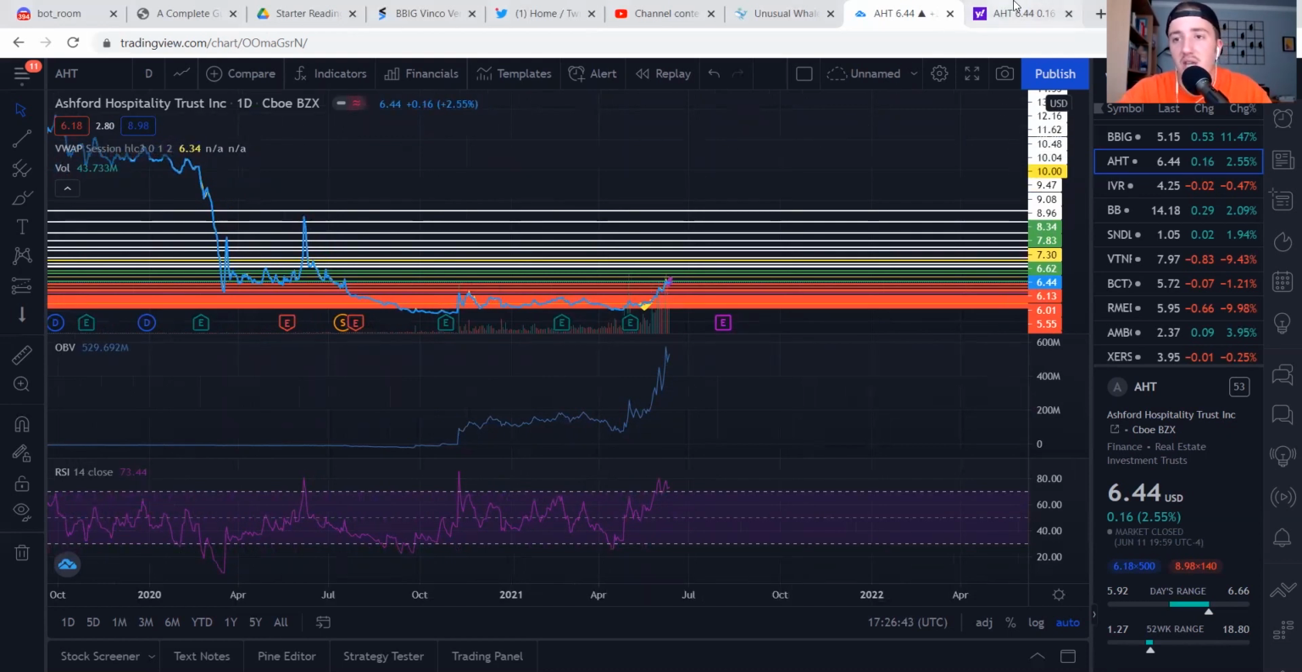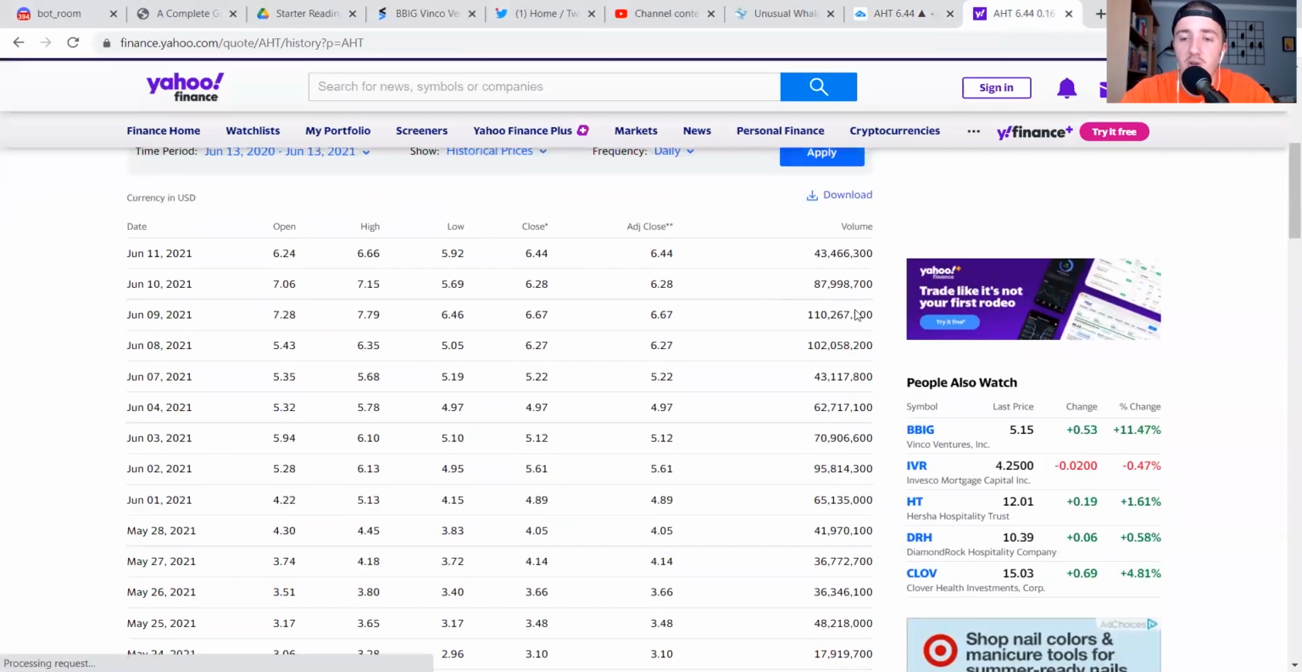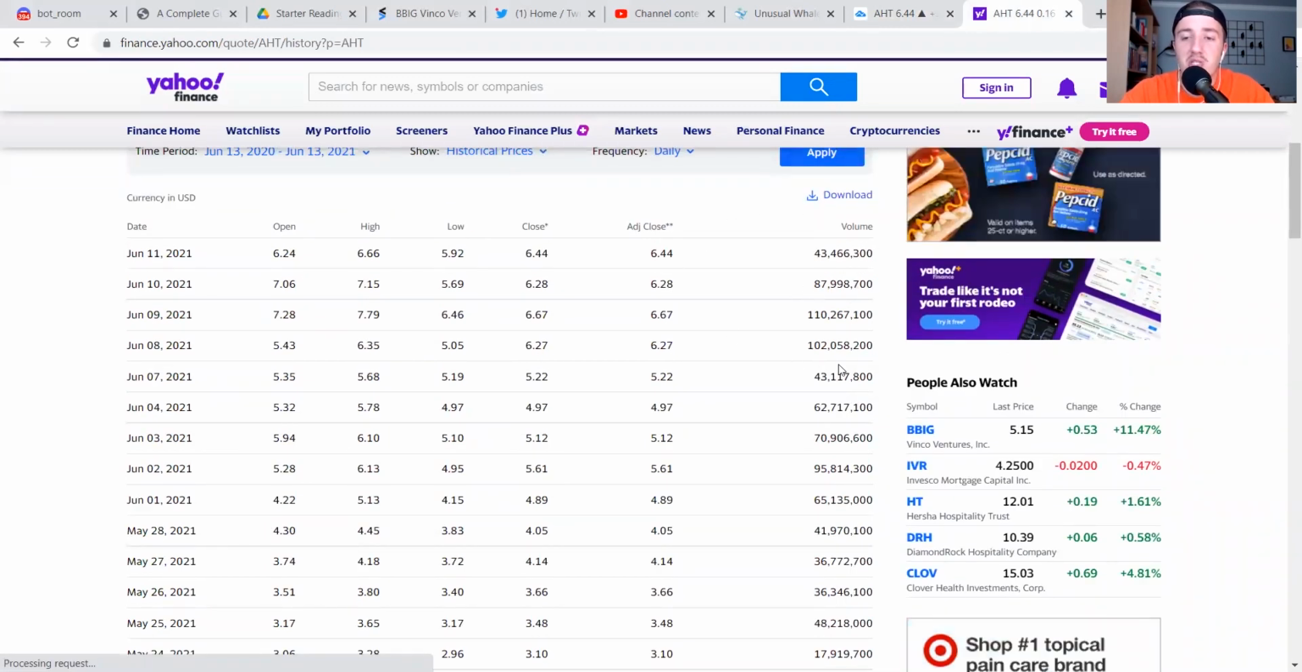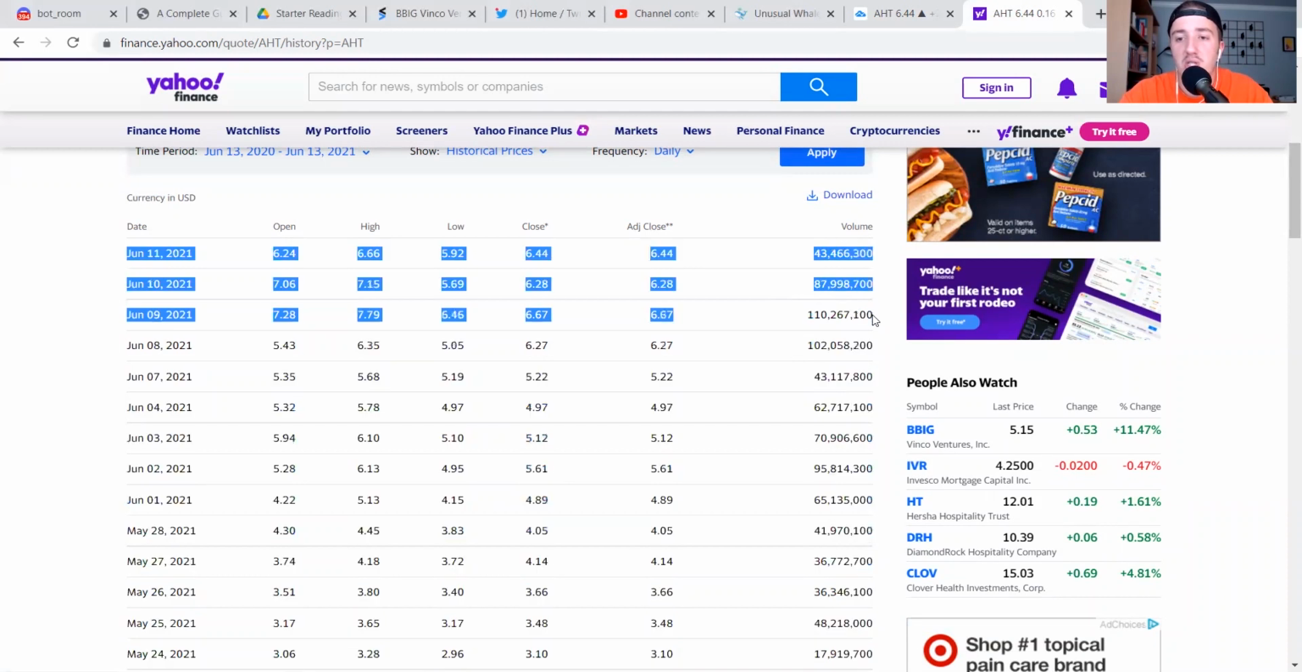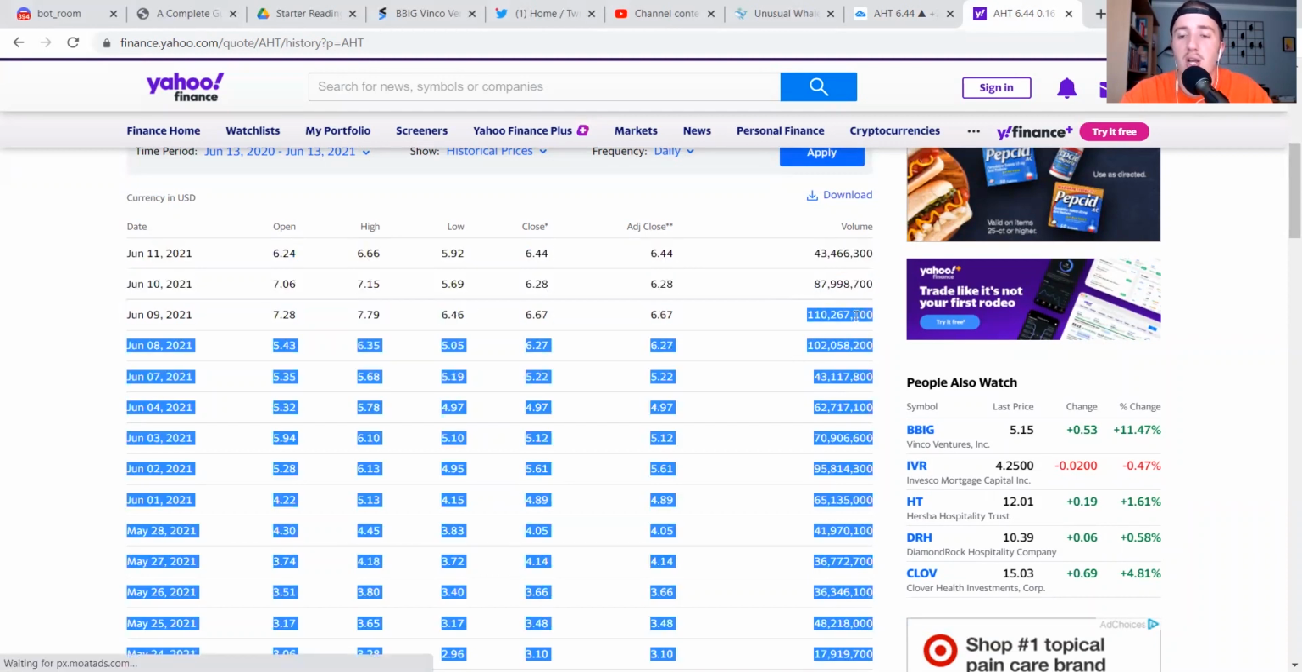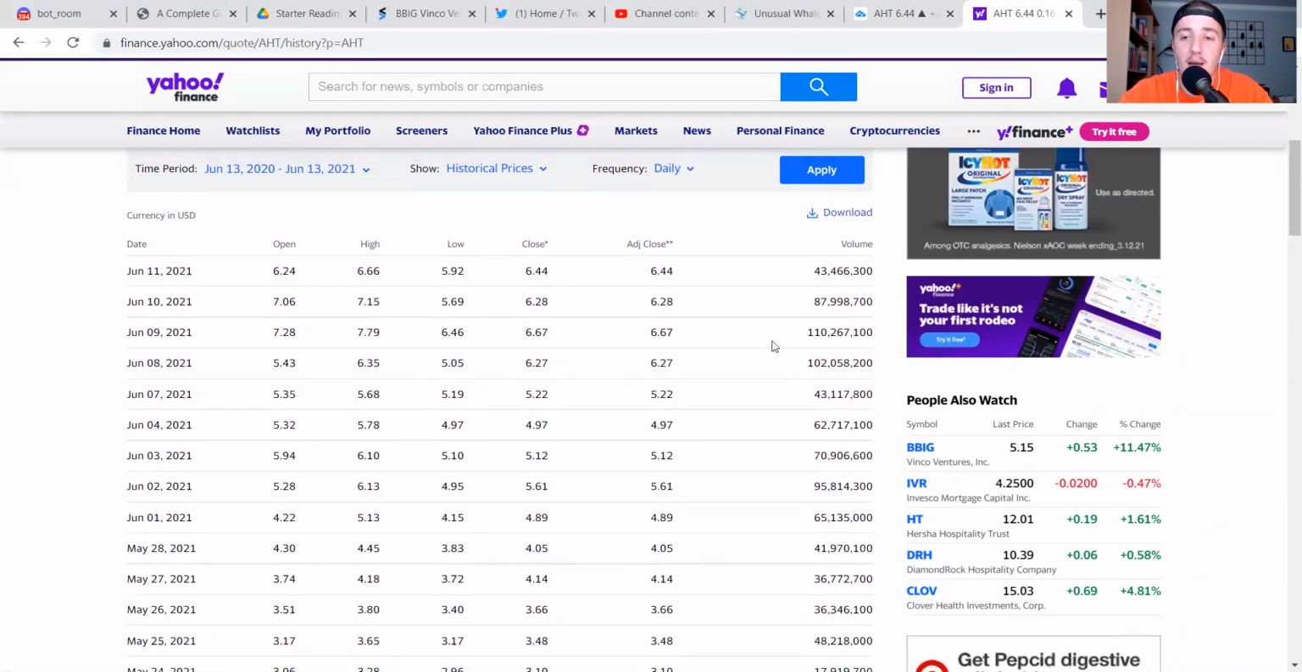Last thing we need to take a look at is the volume, just to make sure it is still there. And as you guys can see, it most definitely is still trading well above the average. We did have those huge days on Tuesday and Wednesday when we were making those gap ups, especially on Wednesday, 110 million shares trading hands. So that is absolutely excellent.